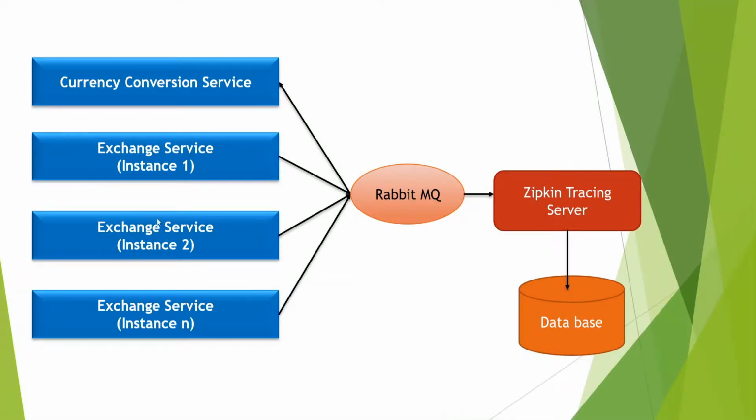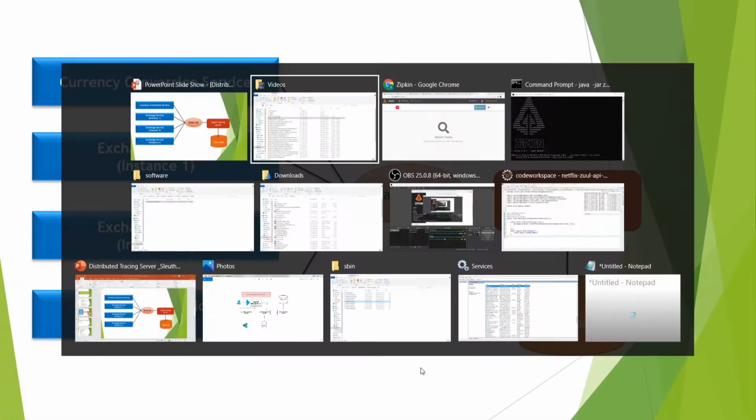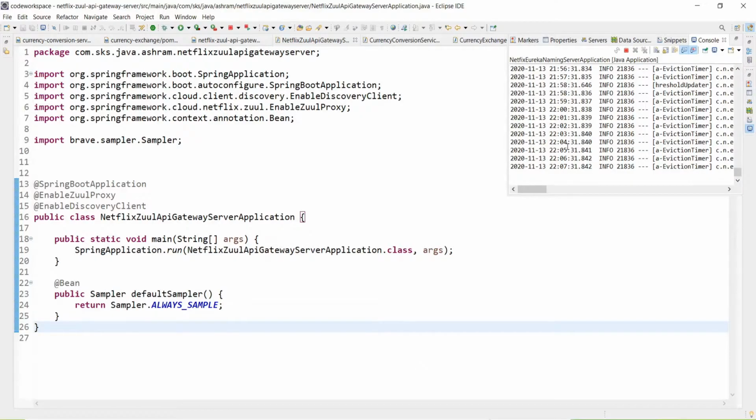So in this step we will be connecting all the microservices with RabbitMQ, and once the microservices start putting the message into the RabbitMQ, the Jenkins server will start picking those messages. So let's connect the currency conversion service, exchange service, and the API gateway server to the RabbitMQ server. So how do you do that? Let's go to the Eclipse.